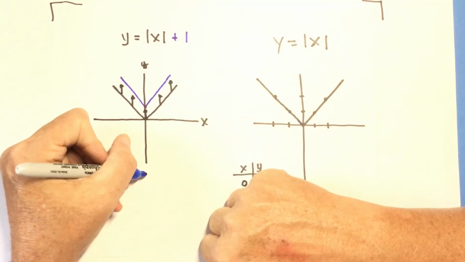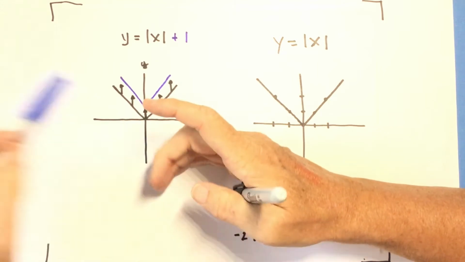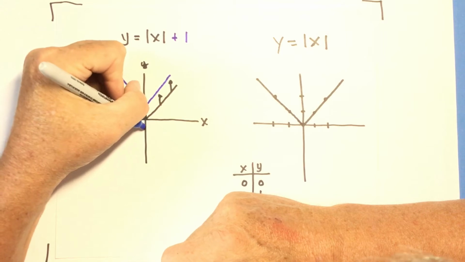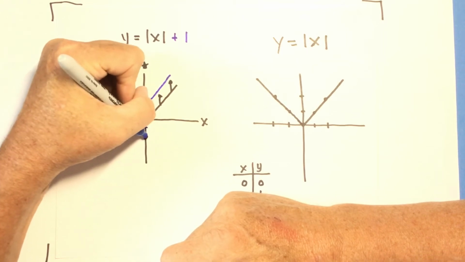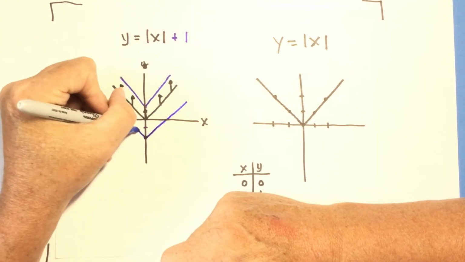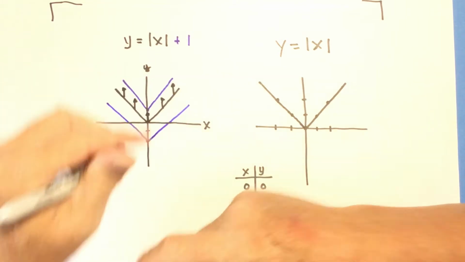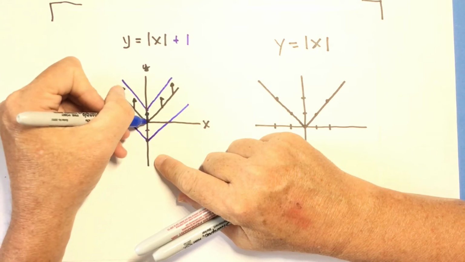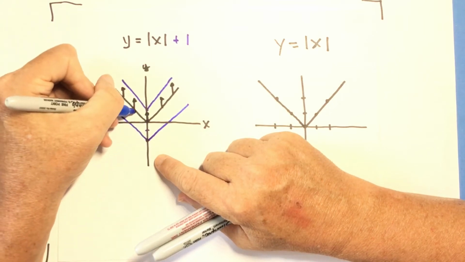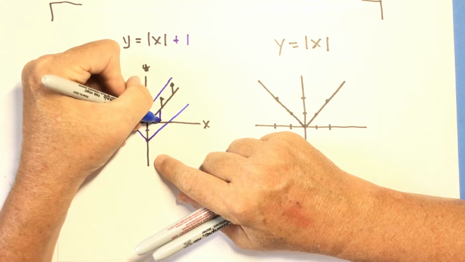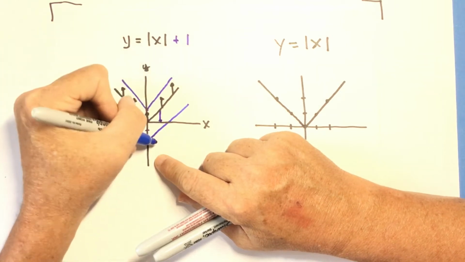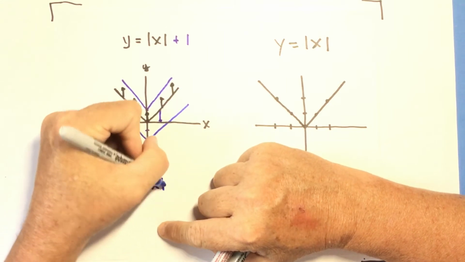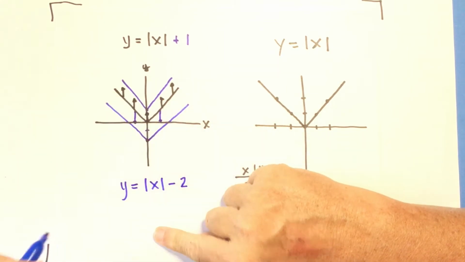And it works the other way around too. If I were to go, say, with something like this, let's go down 2 this time. Now, there's my original graph, y equals absolute value of x, okay? But this time you can see that this point, for instance, has been moved down 2 spaces. This point here, moved down 2 spaces. Every point on here has been moved down 2. So I can write that graph now as y equals the absolute value of x minus 2.